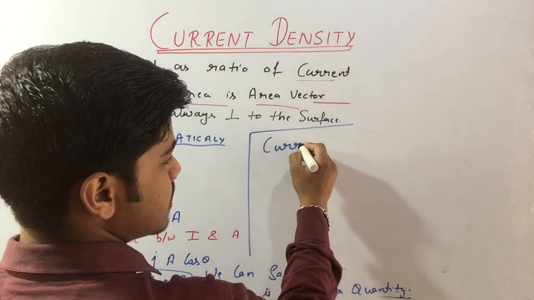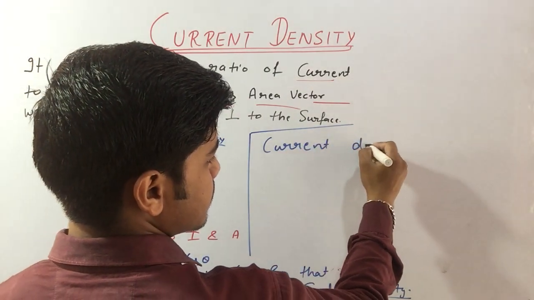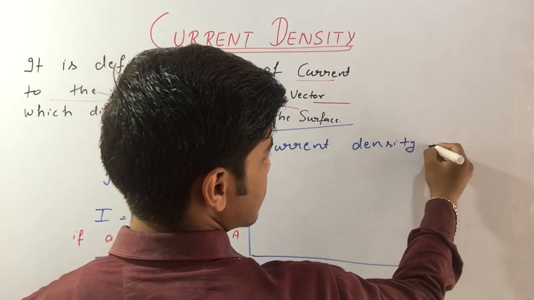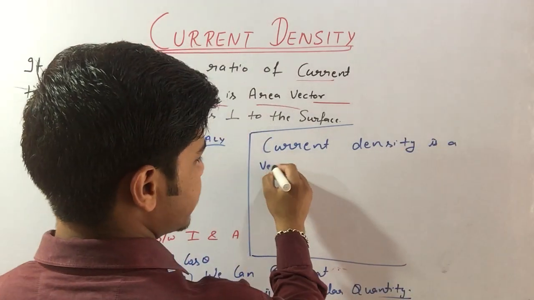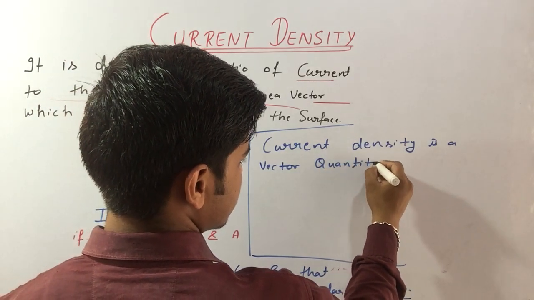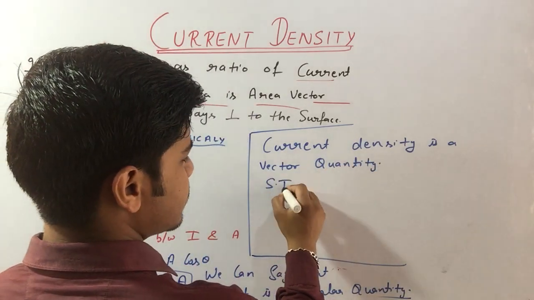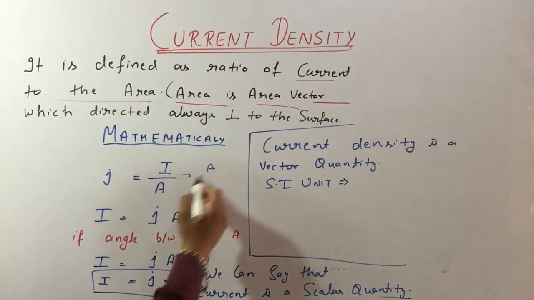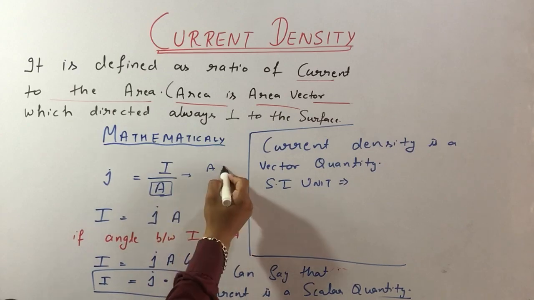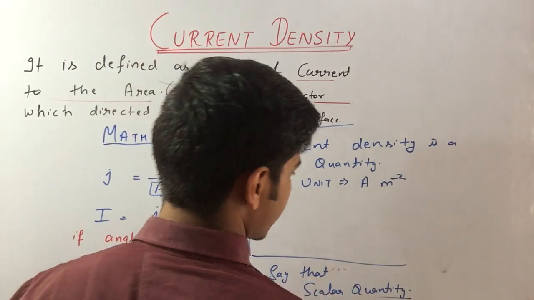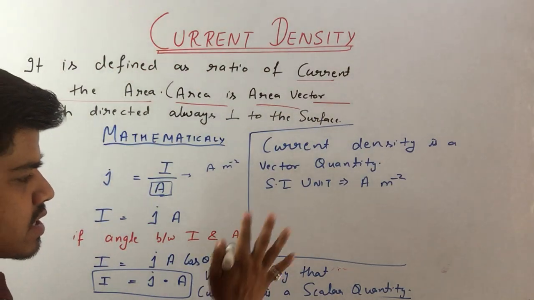Current density is a vector quantity having SI unit. Here current has the unit ampere and area has meter squared, so current density has ampere per meter squared, meter to the power minus 2. This is our SI unit.